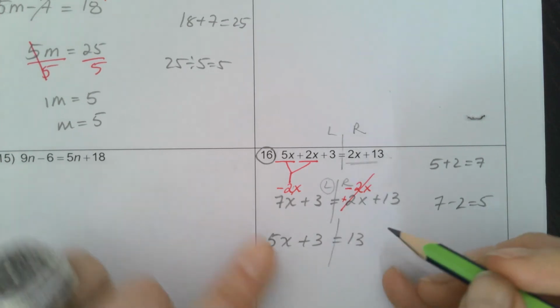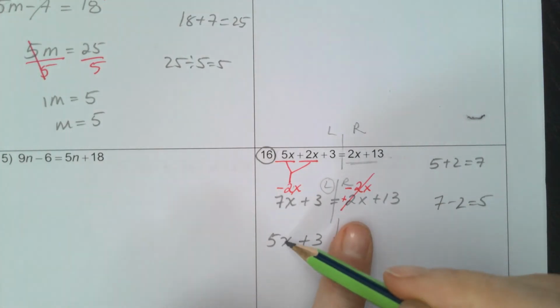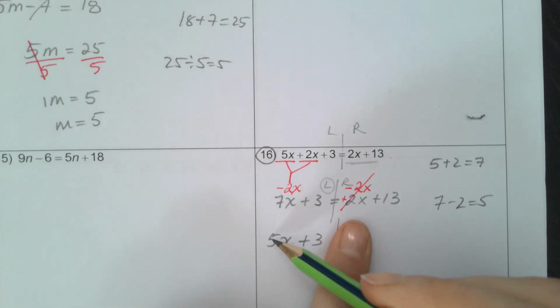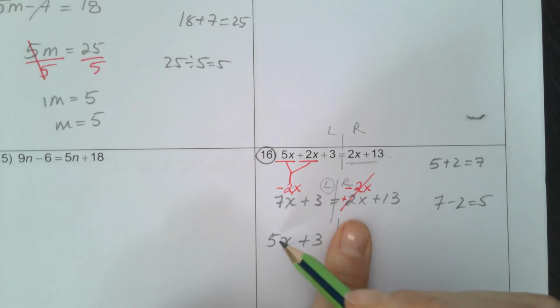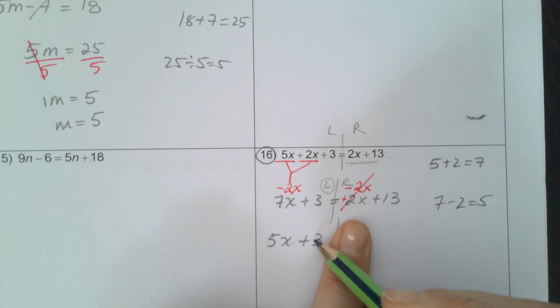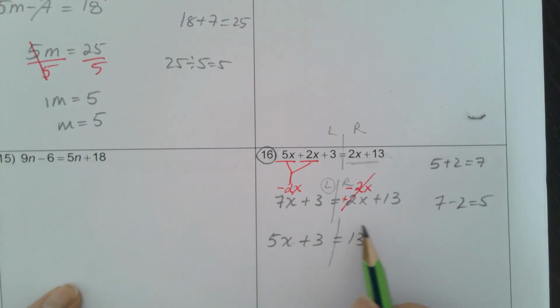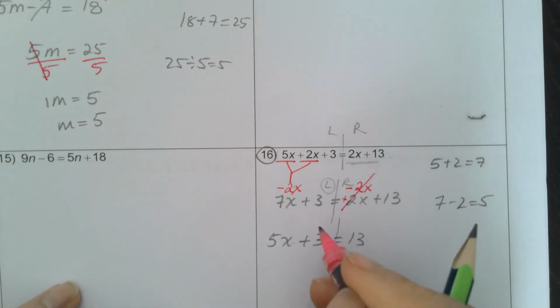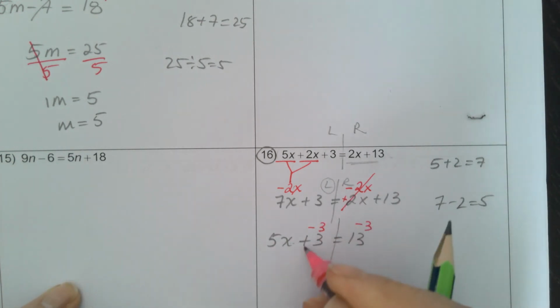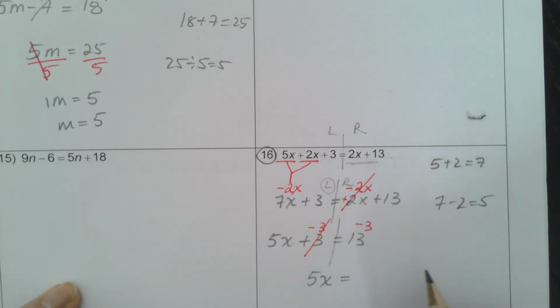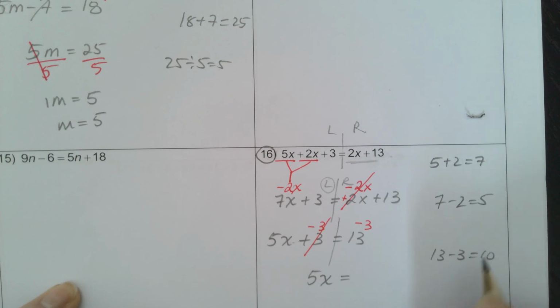So now, x wants to be alone, so I have to get rid of the 5 and the 3. The 5 is like the best friend because he's close to the x. The 3 is like the neighbor, so I have to get rid of one of them. I'm going to get rid of the neighbor first. Or you can say this doesn't have an x, so we should move it to the other side. Minus 3, we do the opposite. So then I go 5x equals 13 minus 3 equals 10. So this should be a 10 here.